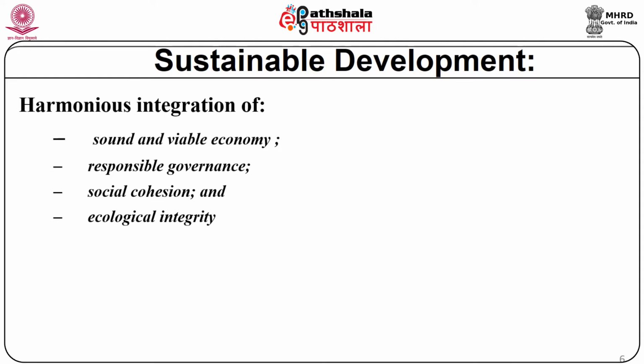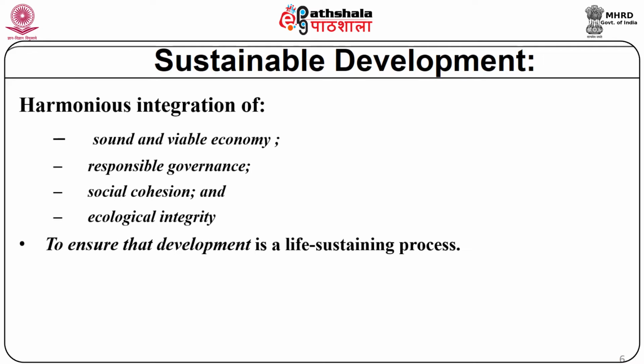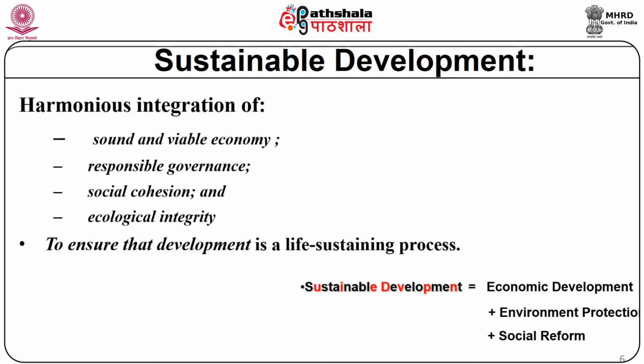Sustainable development is a harmonious integration of a sound and reliable economy. It calls for responsible governance. It calls for social cohesion and ecological integrity. To ensure that development is a life-sustaining process, sustainable development is a combination of economic development plus environmental protection plus social reform plus people's empowerment. So there are basically four key pillars: people's empowerment, social reform, environmental protection, and economic development.